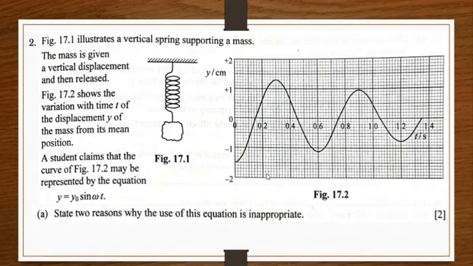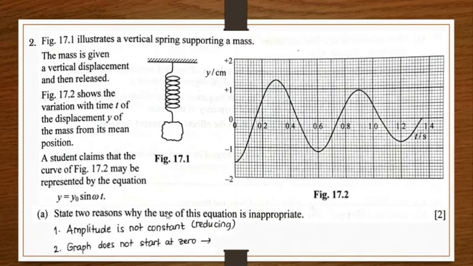State 2 reasons why the use of this equation is inappropriate. This equation is inappropriate because the graph shows that the amplitude is reducing, so it is not constant. And the graph does not start at 0. You can see that it starts from minus 1.5. So it is not a sine wave. It should be a cosine equation.